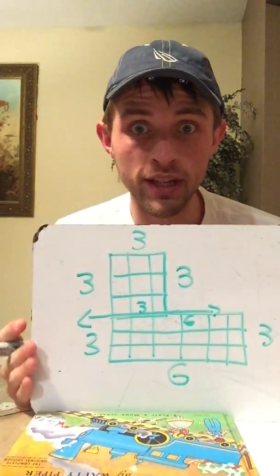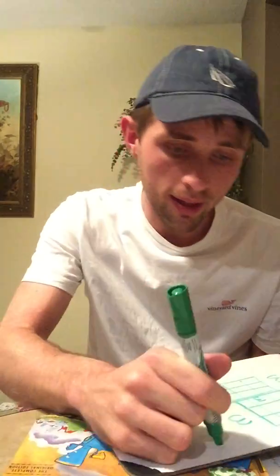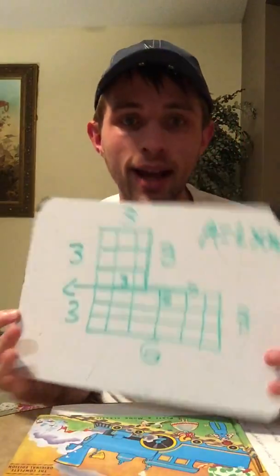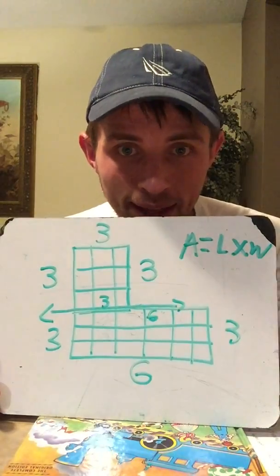Step 1, split the shape. Step 2, find the dimensions. What's step 3? You gotta find something. Find the area, right? Find the area. We're gonna find the area of both of these shapes. Remember, area takes place on the inside, so we what? We multiply, right? We multiply the length times the width, right? Area equals length times width.